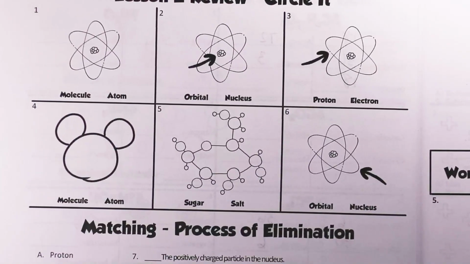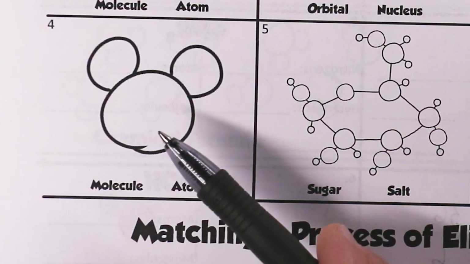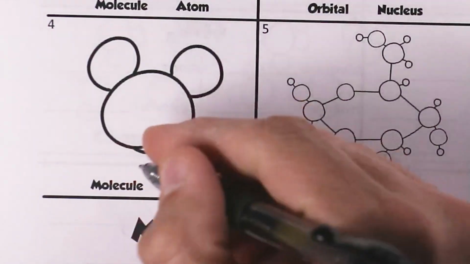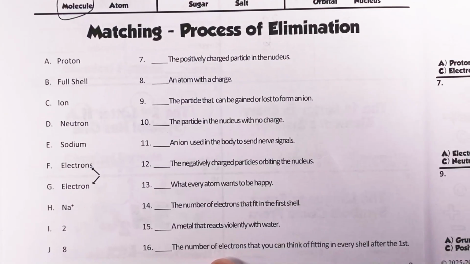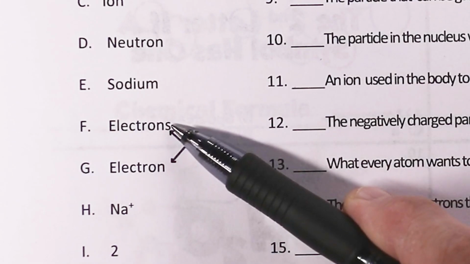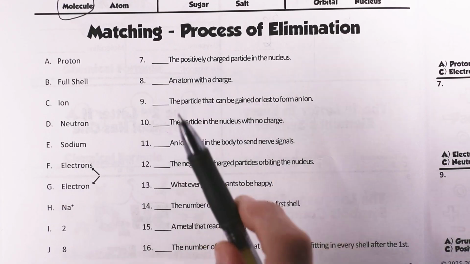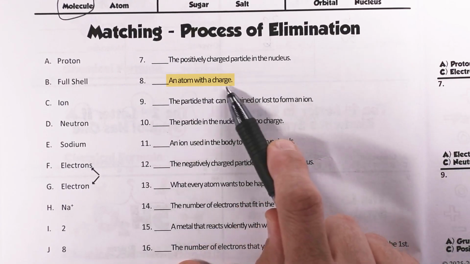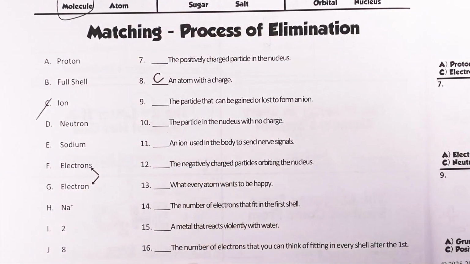All right, 3.1, I'm going to give you one of these. This guy is not an atom. He's a whole molecule. Okay, go down here. We have matching. Now, notice I have these two little arrows here. That's because there's an S on this one. These are almost the same word. Okay. An atom with a charge is an ion, C.